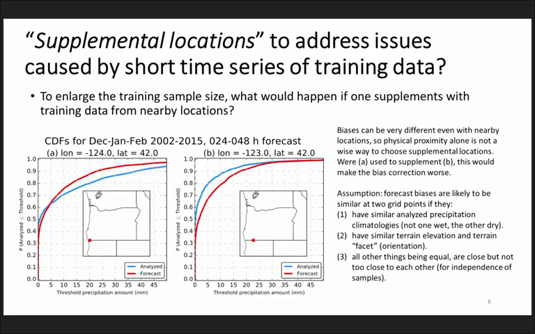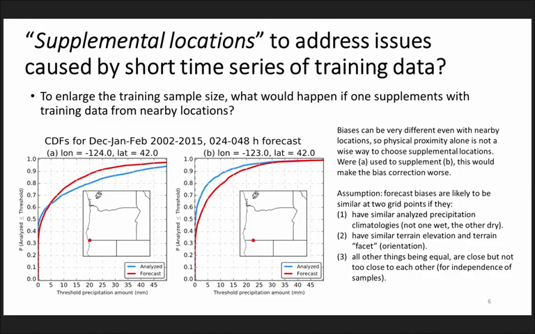So the first thing that you might think about doing is to supplement the data using information from nearby grid points. So let's say that we're interested in the point on the left on the Oregon-California border near the coast. And I'm illustrating analyzed and forecast CDFs here. At that grid point, the forecast CDF shows you this cumulative probability distribution. So for example, at 15 millimeters in the forecast, that's at roughly the 82nd percentile of the distribution. That 82nd percentile of the distribution is more like 25 millimeters in the analyzed data. So the forecast is overly dry at that grid point.